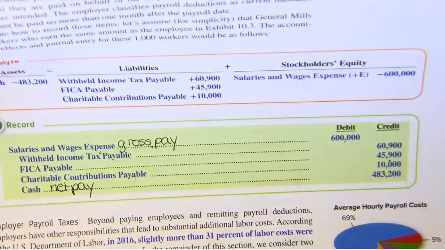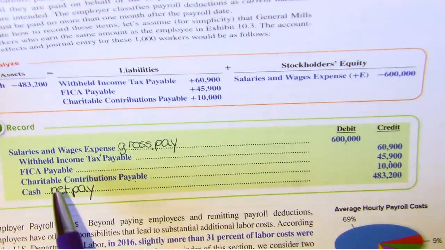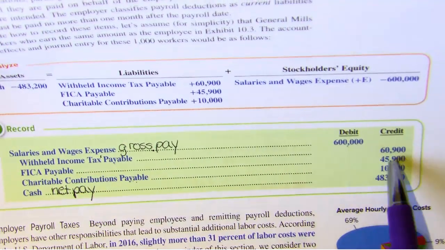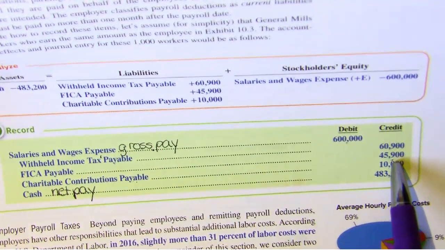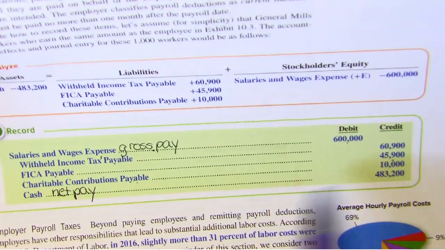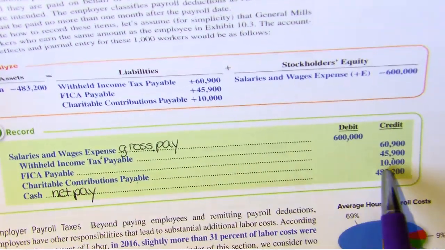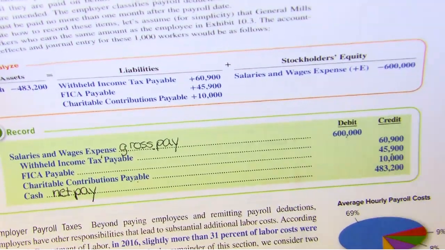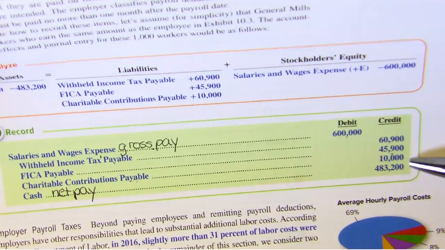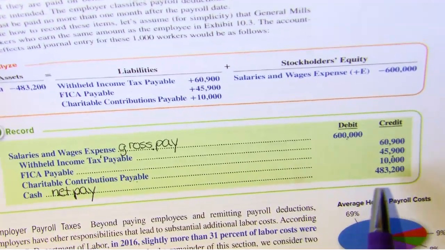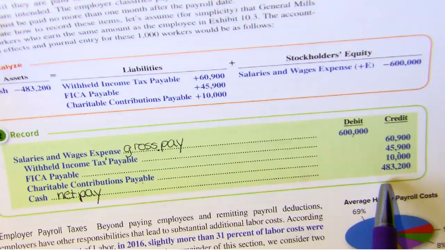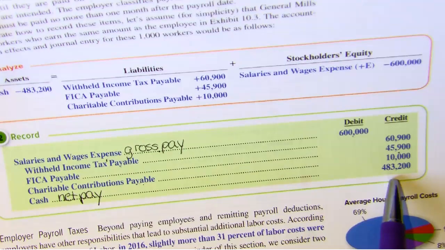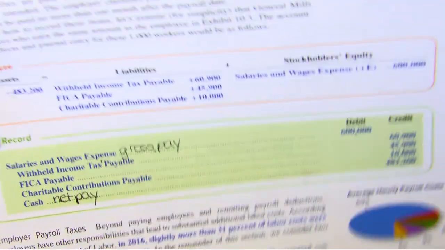We would do the same if there was a state income tax. And then for FICA, both Social Security and Medicare, we would show a credit for the deduction amount withheld for that, and then a credit for any voluntary deductions, in this case, a charitable contribution. So these are the total of the three deductions from the gross pay, and the net pay, which is a credit to cash or salaries and wages payable, would be $483,200.